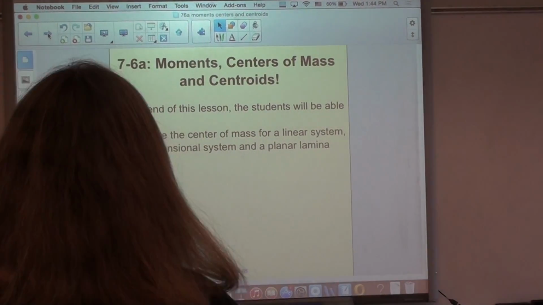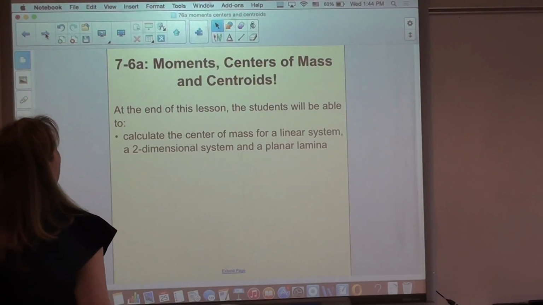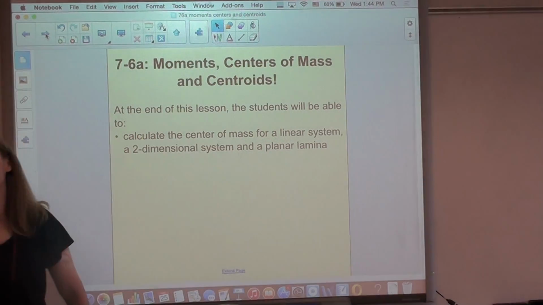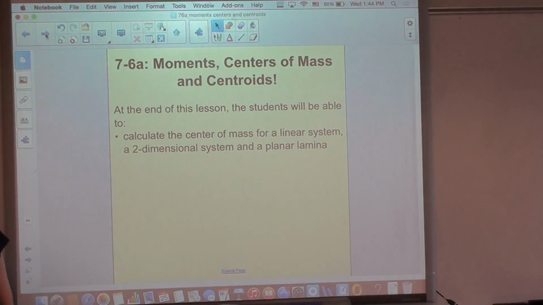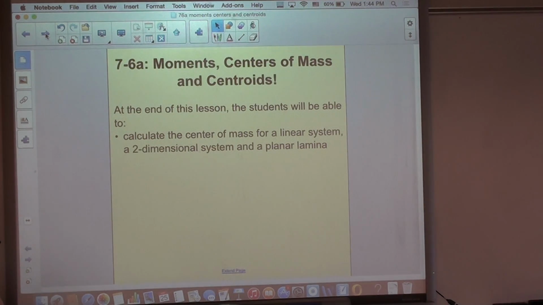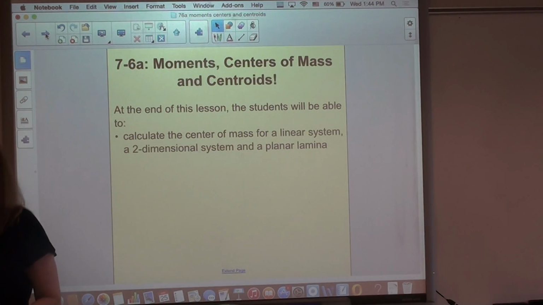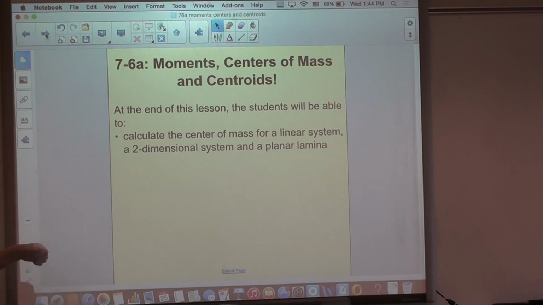Hello, respected students. So this is 7-6A, moments, centers of mass, and centroids. At the end of this lesson, you will be able to calculate the center of mass for a linear system, a two-dimensional system, and a planar lamina. Heck yeah, we will.